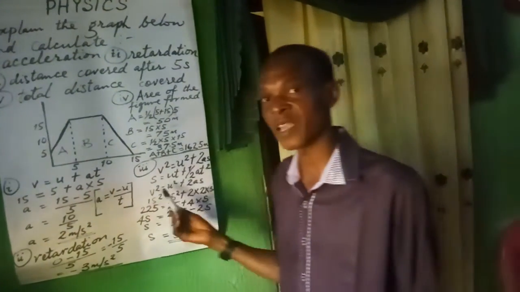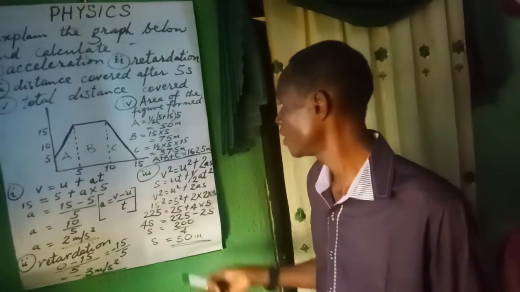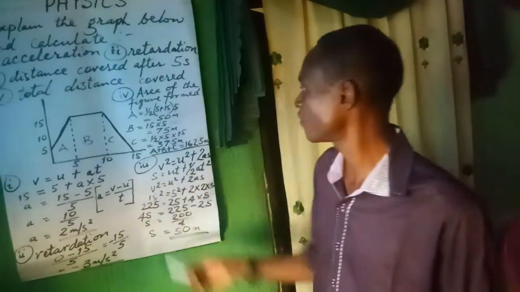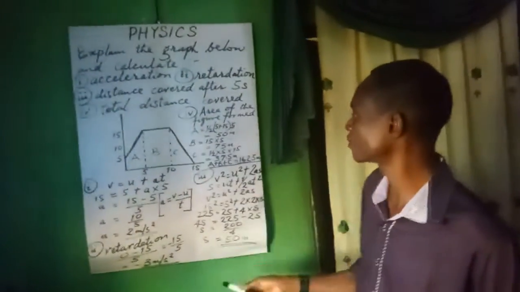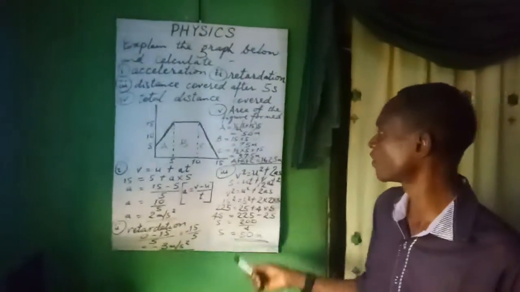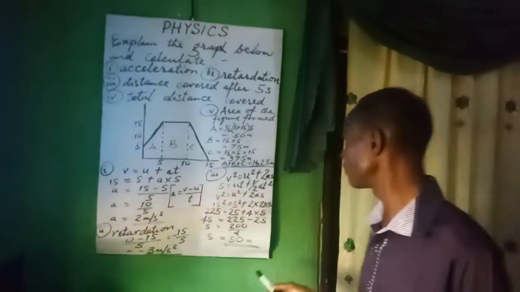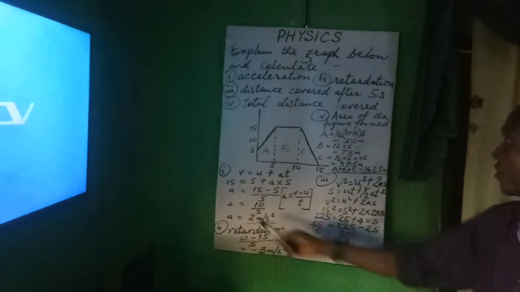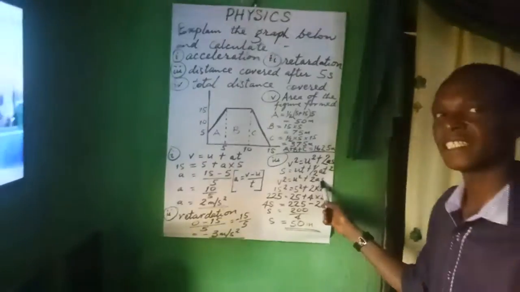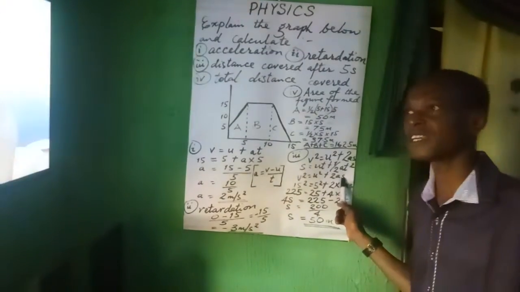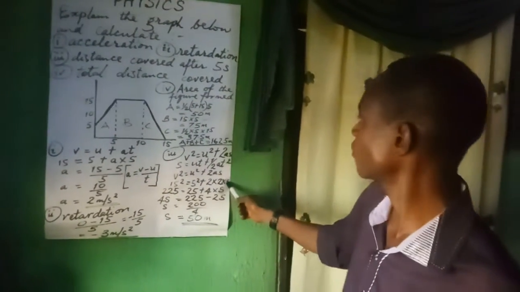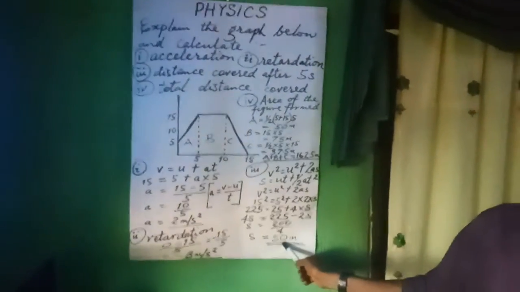But for want of time, we are going to use only the first formula, which is v squared equals u squared plus 2as. The final velocity v is 15. 15 squared is 225. Initial velocity u is 5. 5 squared is 25. 2 times acceleration, which is 2 here. And then s. In equations of motion, whenever you see s, it means distance. So s is what we are calculating. And when we go by that, we are going to have 50 meters.